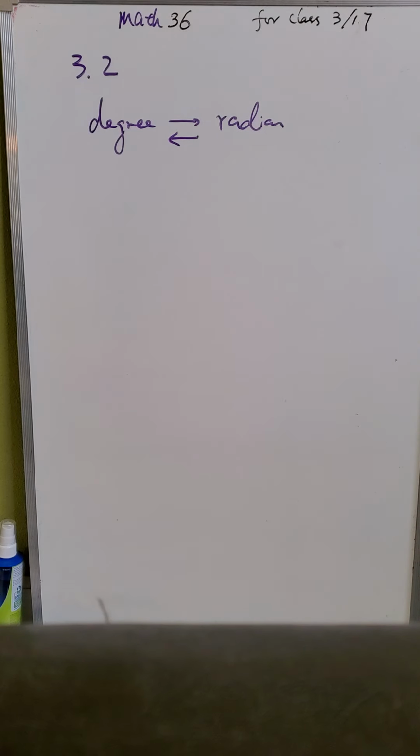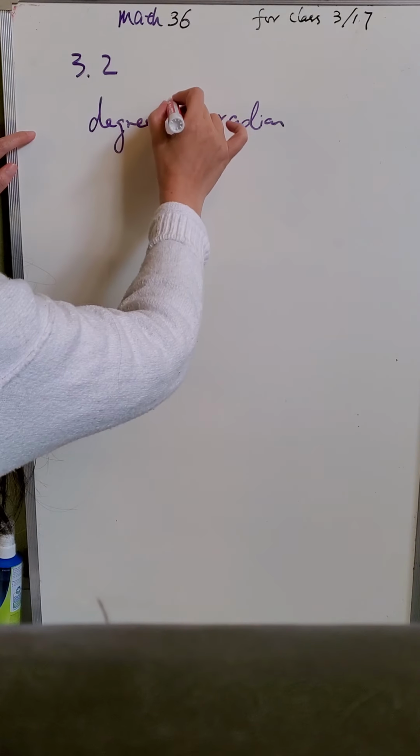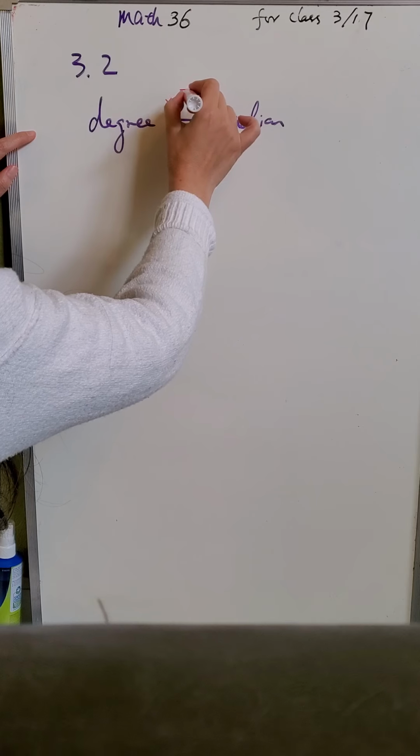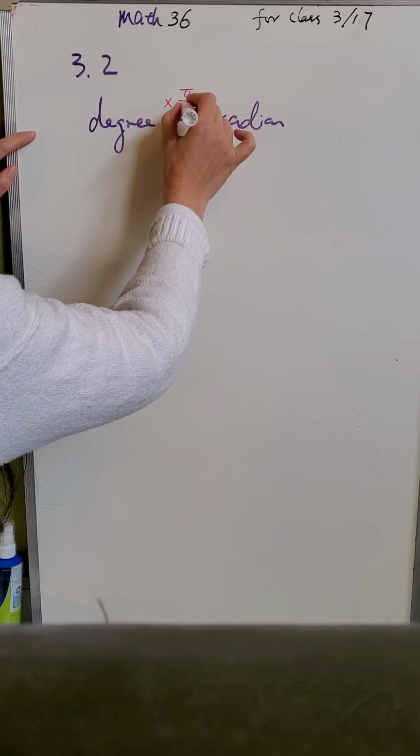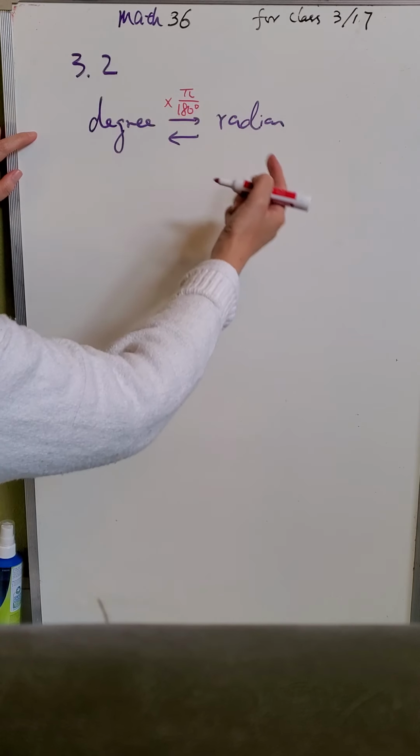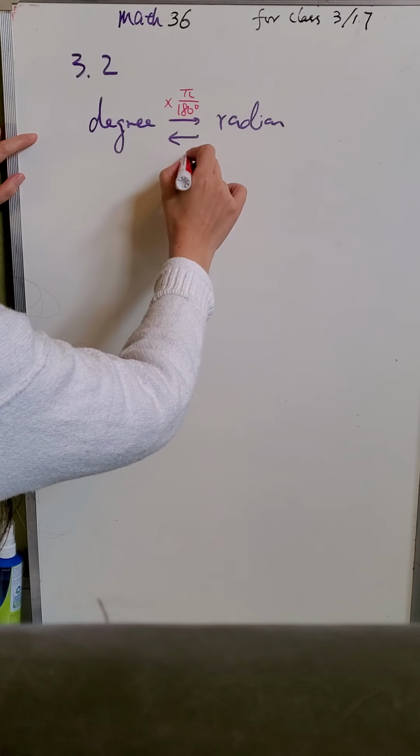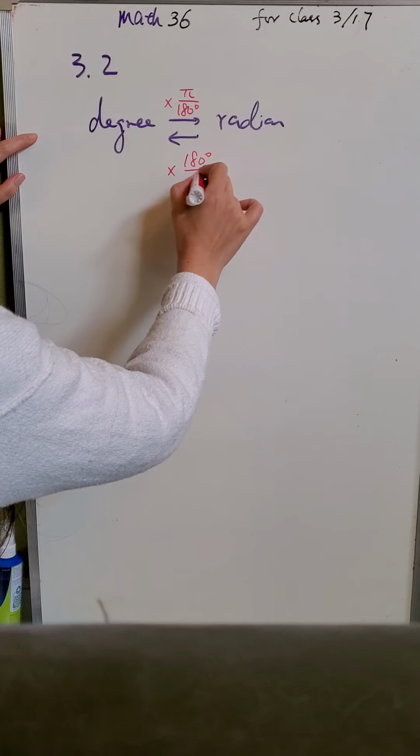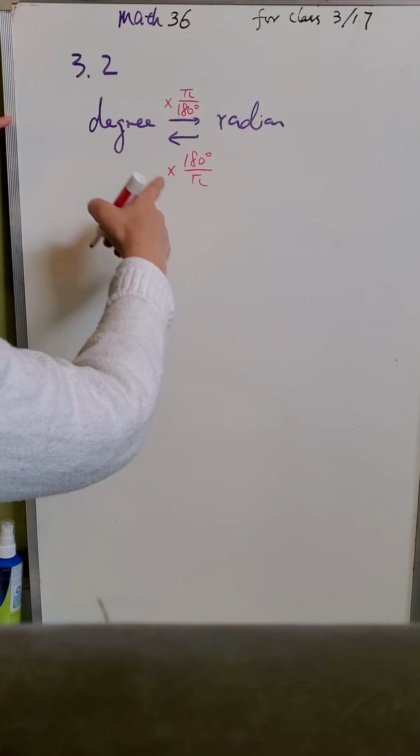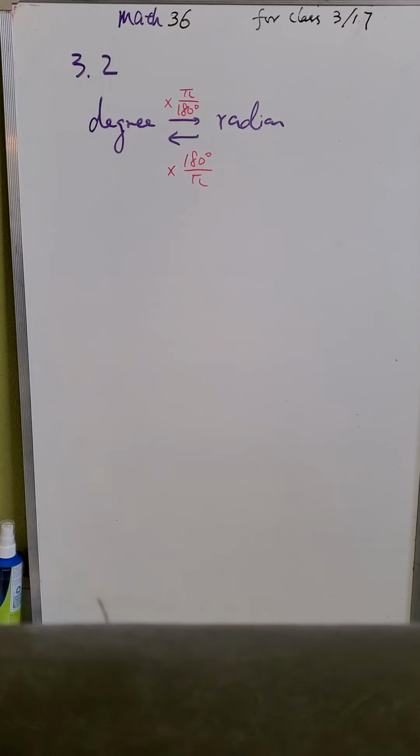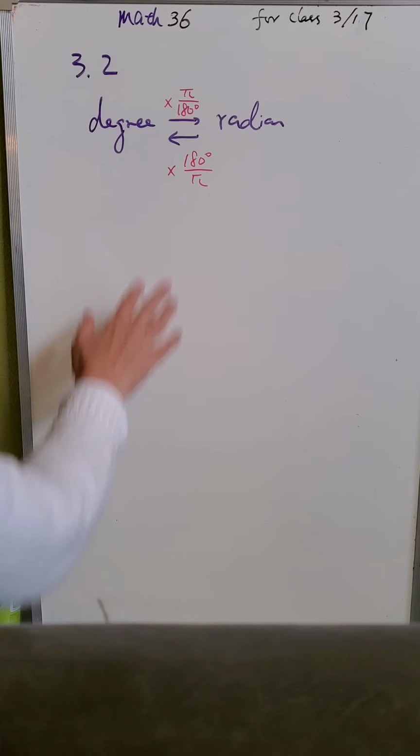When you go from degrees to radians, our goal is to take away the degree sign. So you multiply by pi divided by 180 degrees, and when we come back we do the opposite, the reciprocal, so we multiply by 180 degrees divided by pi. I remember last time I gave you the formula also, so this is just to remind you of that.